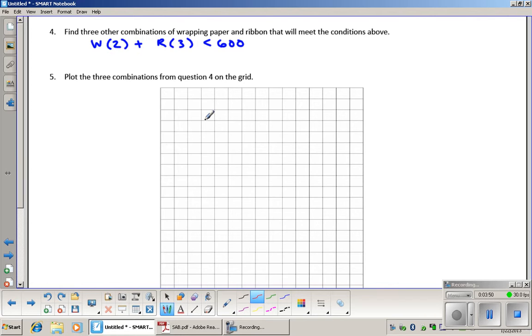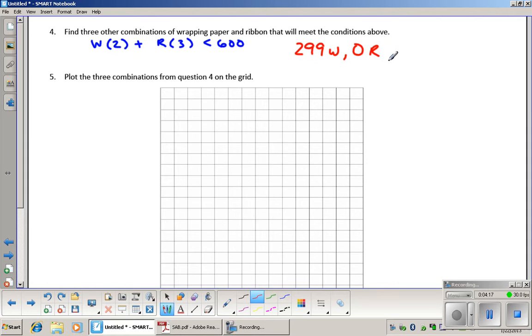So since I need to find 3 combinations, I'm wondering, if I'm only buying wrapping paper, how much could I really buy? At $2 each, it seems like I should be able to buy 300, but I can't buy 300 because I have to stay under my $600 budget, and 300 rolls at $2 each would be 600. So I know that I can buy 299 rolls of wrapping paper, which would leave me $2 left over, which would give me no money for ribbons.